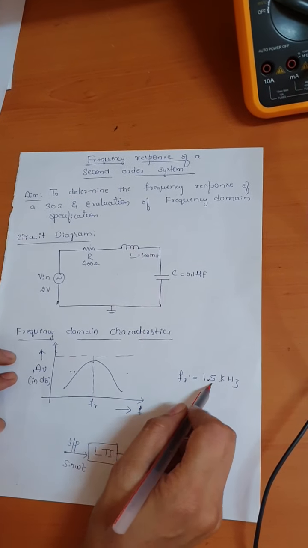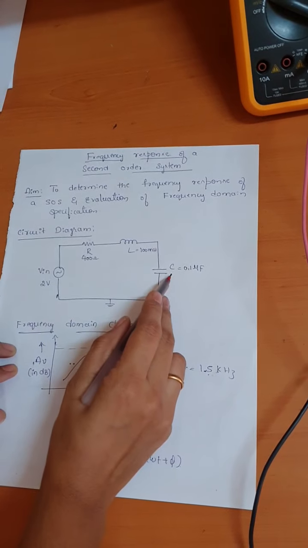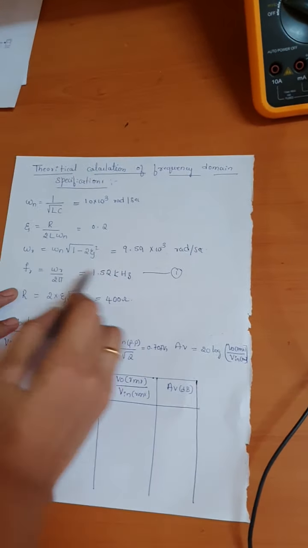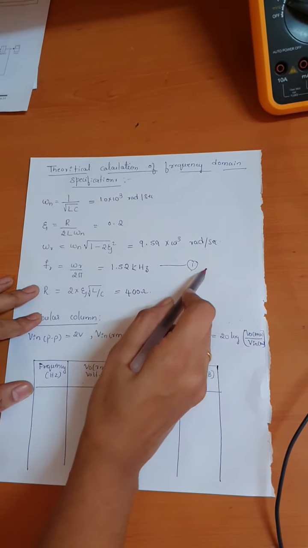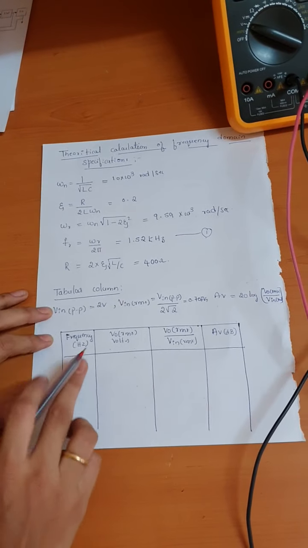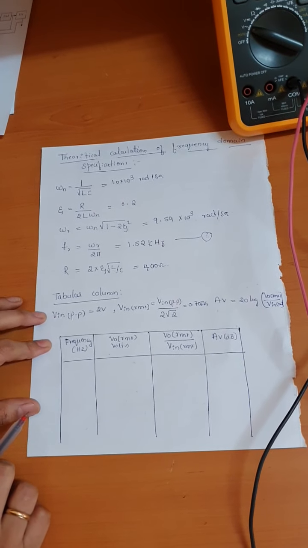So at this particular frequency only we need to obtain a maximum voltage across the capacitor. So that is what your experiment is. Consider this equation as your theoretical equation. Now coming to the tabular column, this is the tabular column for the conduction of this experiment.